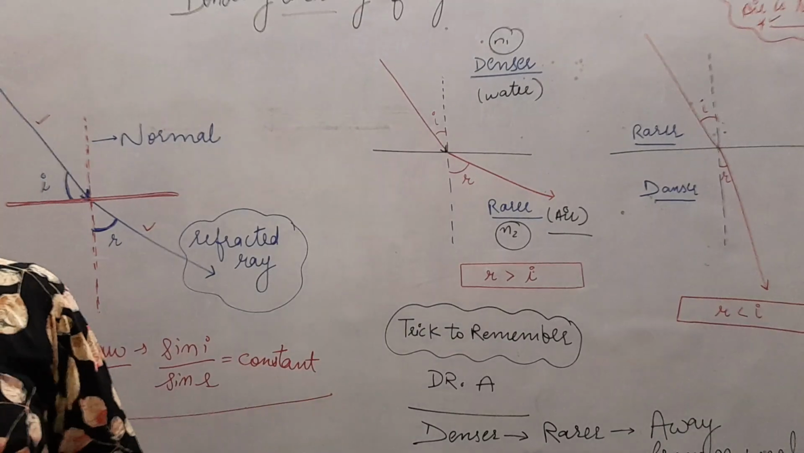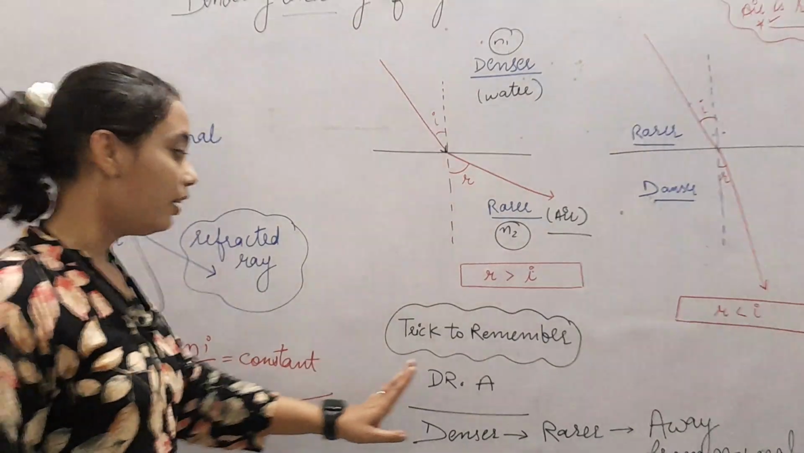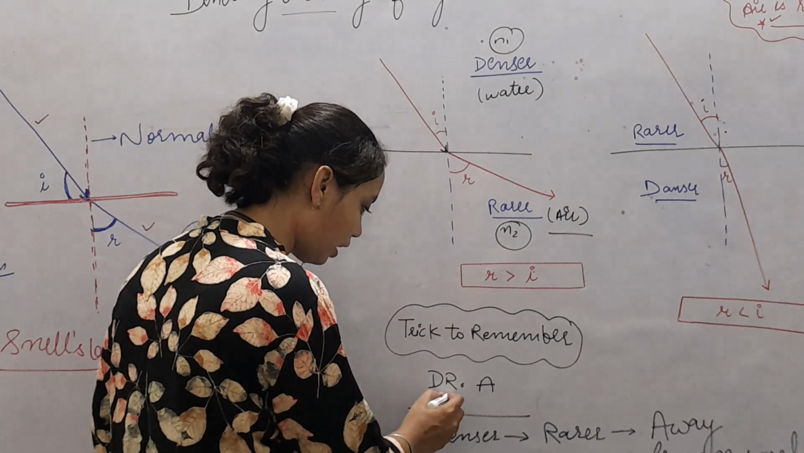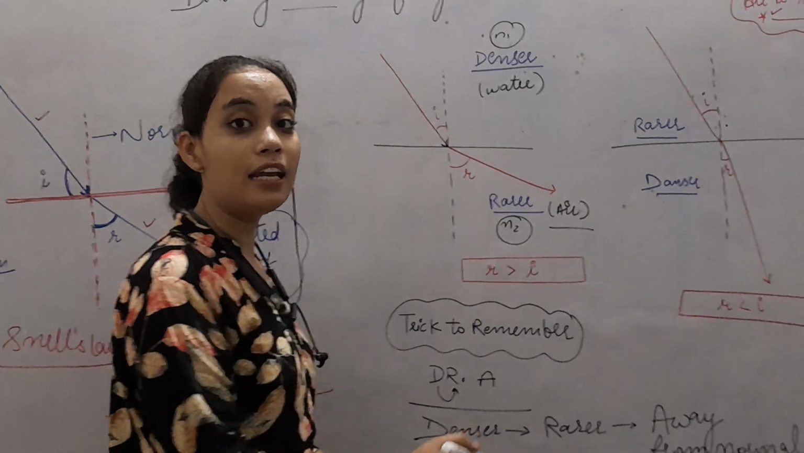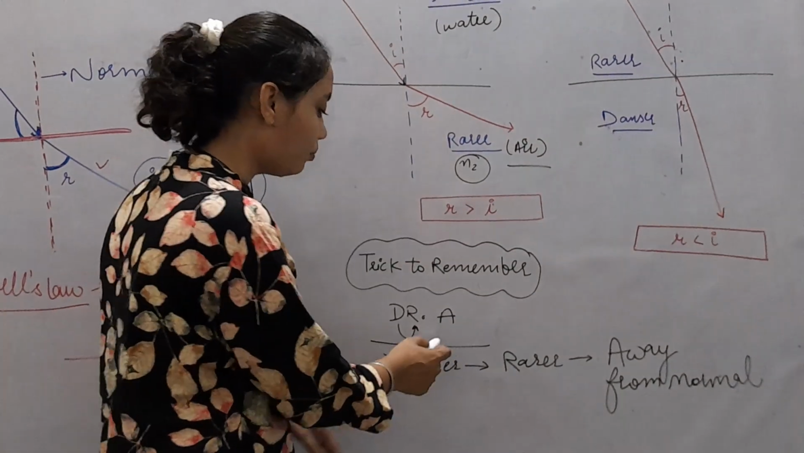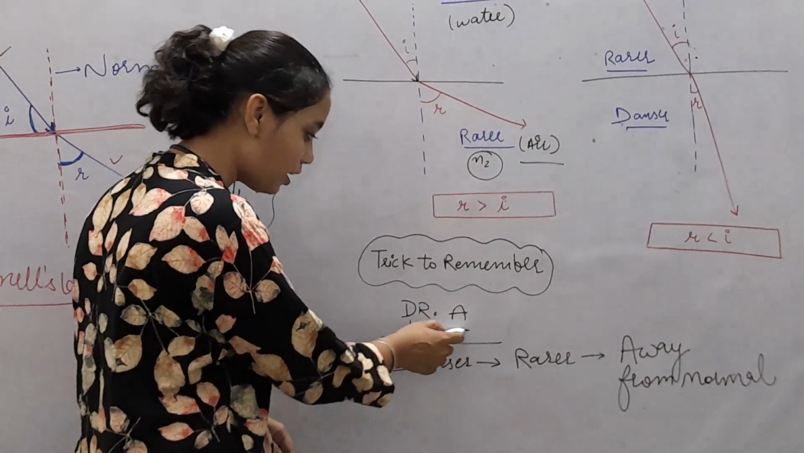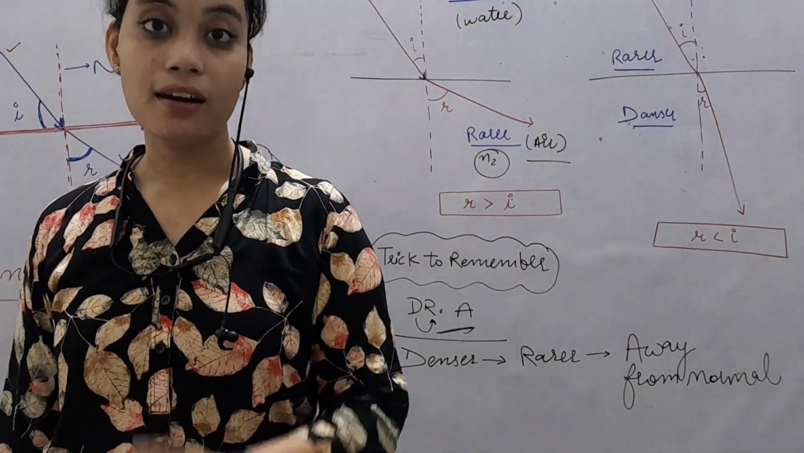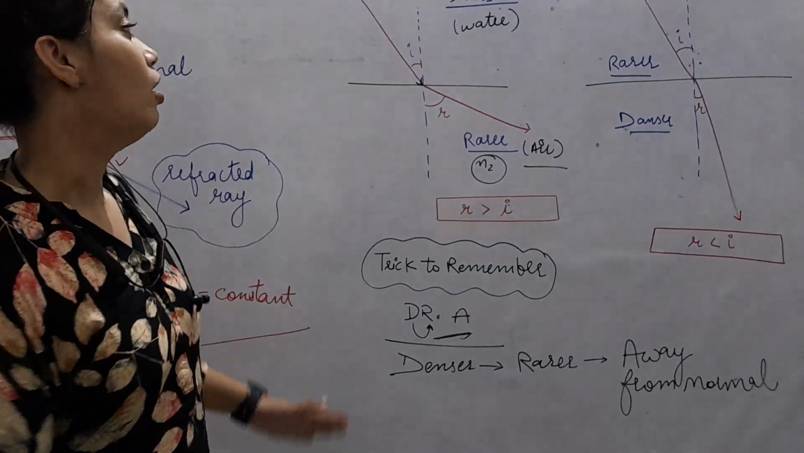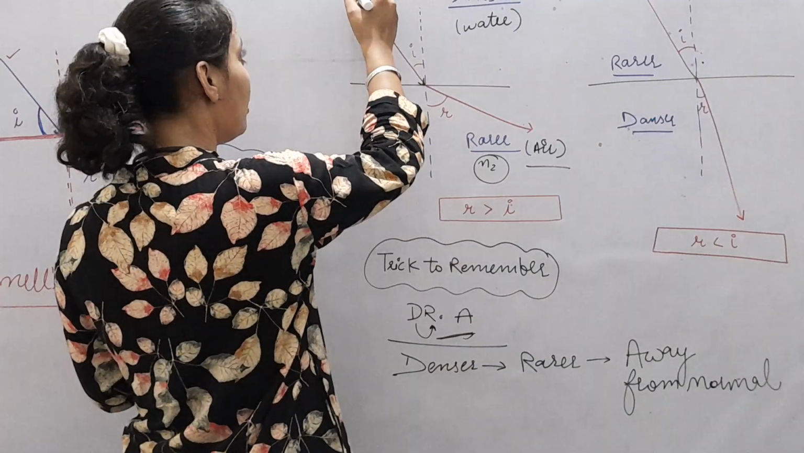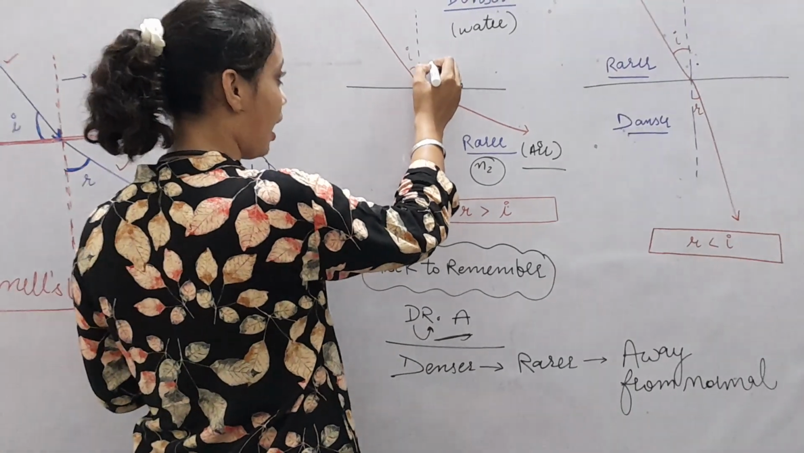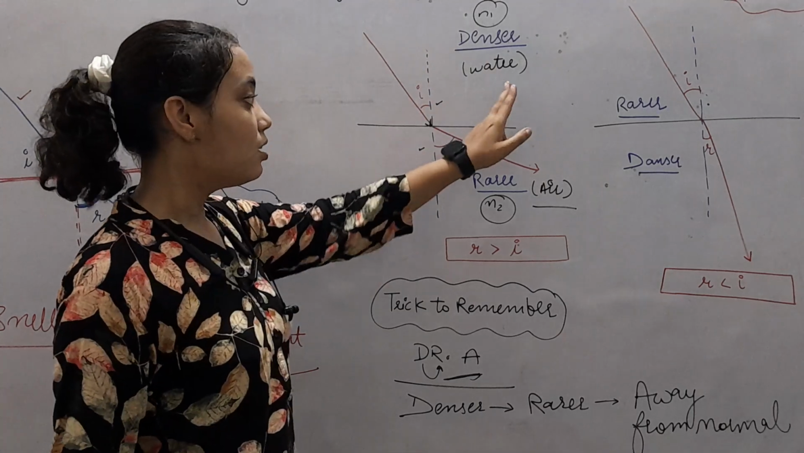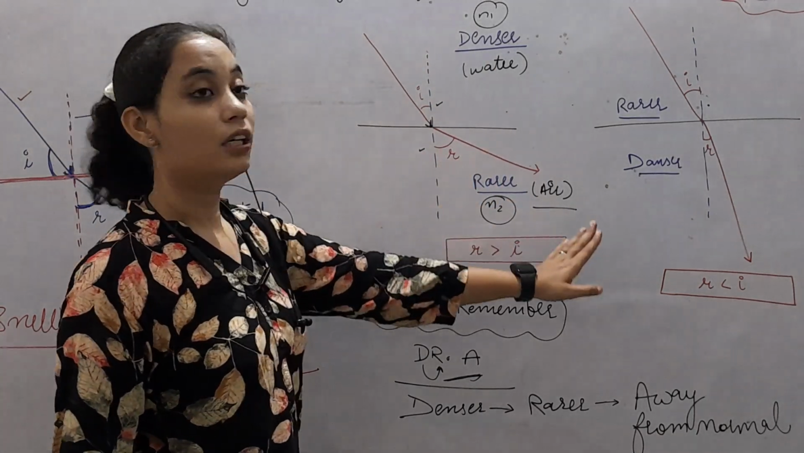Here is a very good trick: Dr. A. It means when a light ray moves from the denser to the rarer medium, it gets refracted away from the normal. I hope you will not forget this now. Dr. A means denser to rarer, away from the normal. You already know that the incident ray forms an angle i and the refracted ray forms an angle r. Denser to rarer, away from the normal.